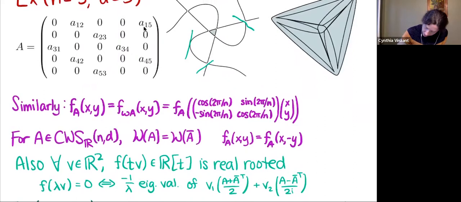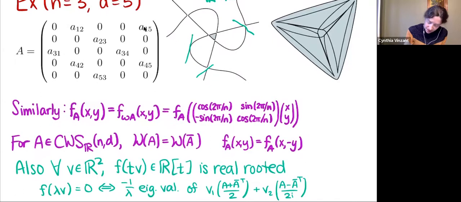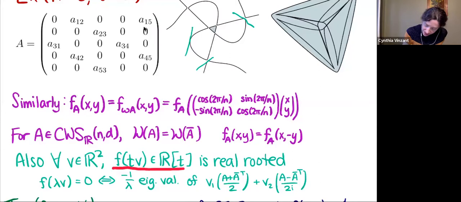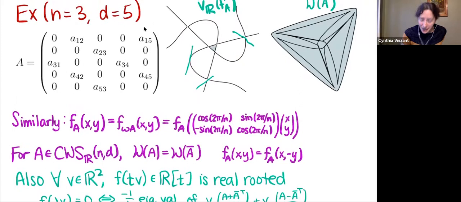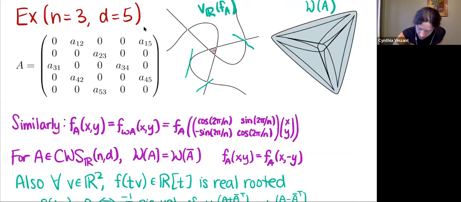The other necessary condition for polynomials to come this way is a certain real rootedness property, namely that if you restrict to any line through the origin, you get a real rooted univariate polynomial. So if you, for example, restrict the black polynomial to any line through the origin, which is in the middle of this triangle, you'll hit this curve in five real points, which is good because it should be a polynomial of degree five.